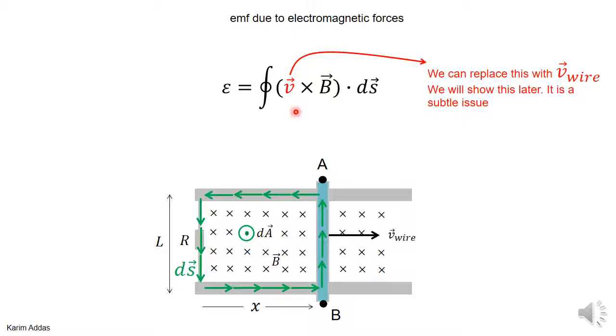Now, there's a very subtle point here where we can replace the velocity of the actual charges by the velocity of the wire, and I'll put a video on that later, so don't worry about that right now. We can just replace the V of the charges by V wire. There's just a subtle issue that the velocity of the charges is not necessarily the velocity of the wire, because the charges are also moving in the wire. Let's just continue with this result, and I'll justify this later.